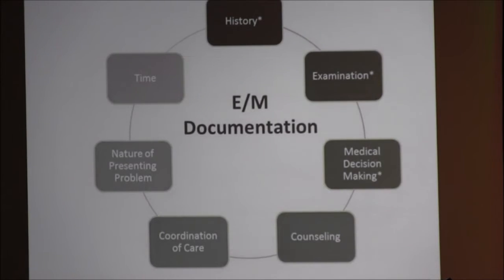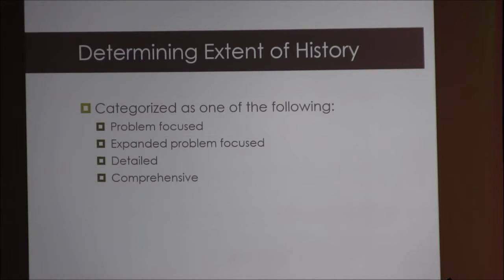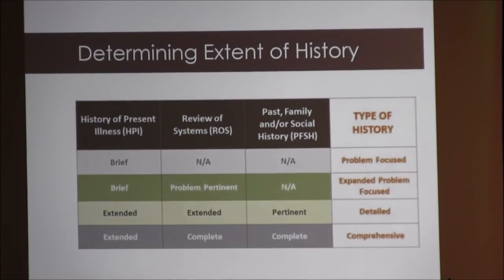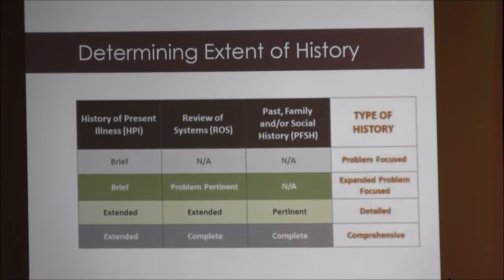Okay, here we are. Determining the extent of the history, it is categorized into 4 different sections: problem-focused, expanded problem-focused, detailed, and comprehensive. So if your HPI is pretty brief, you don't have a review of systems, and you don't document the past medical history, past social history, or past family history, most likely it's a problem-focused exam, and that will be equivalent to a low code, usually 201 or 211.